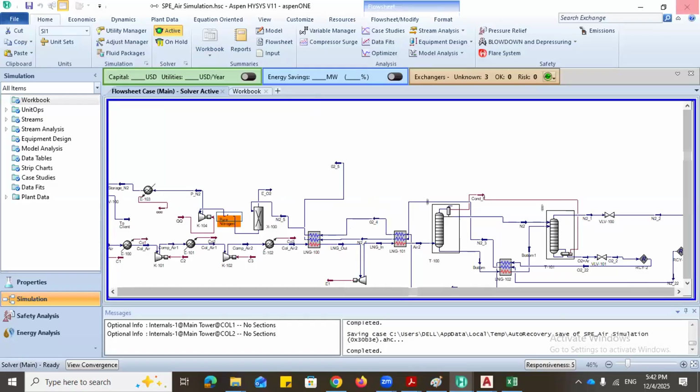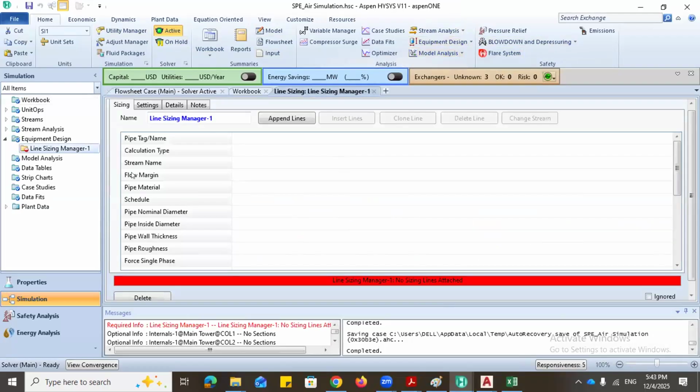You click this, you go to where. Okay, let me remove this so it's not blocking me. Okay, fine, this is it. You come over under this equipment design, you will see line sizing. When you click line sizing, the first thing you are going to do, you come over to append lines.